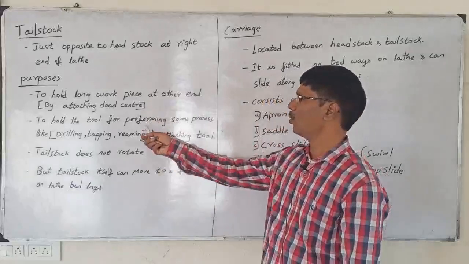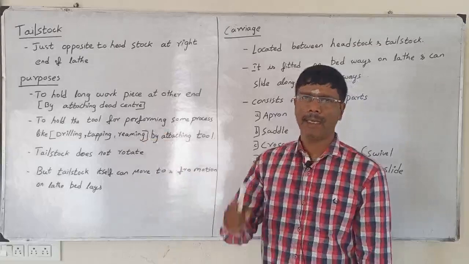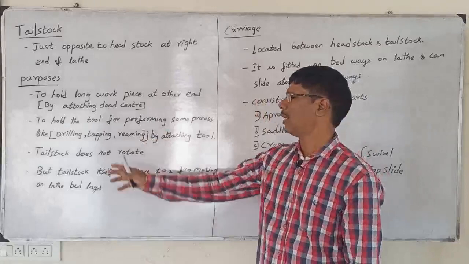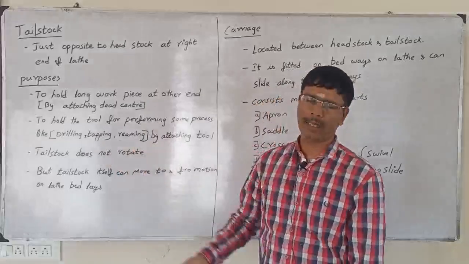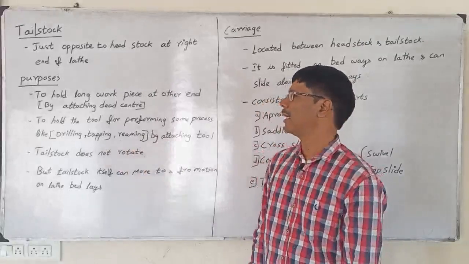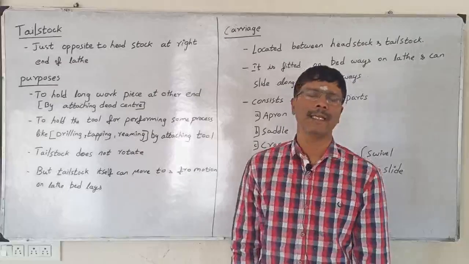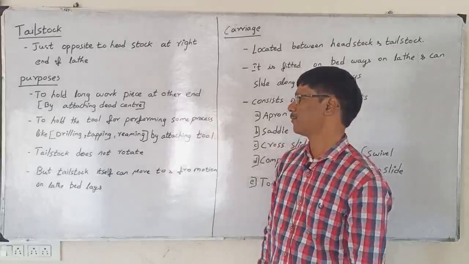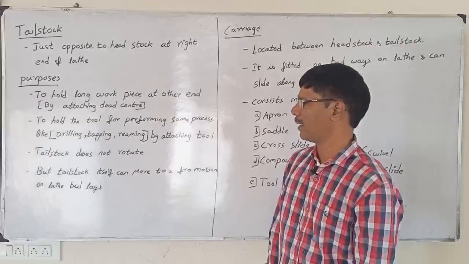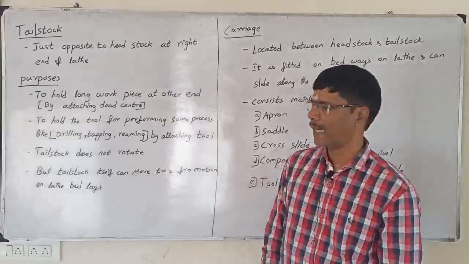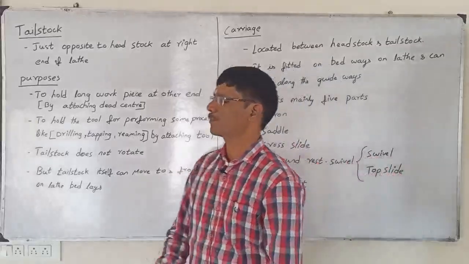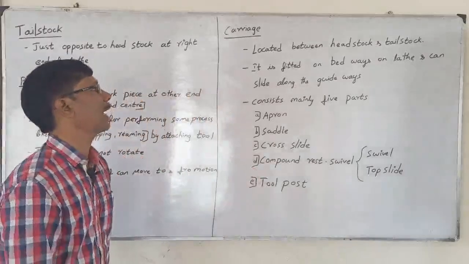It can also hold the tool for performing processes like drilling, tapping, reaming. So for doing these operations, this tailstock can be used. Drilling is the hole making operation. Tapping is the internal thread making operation. Reaming is the hole finishing operation. Here we should remember that tailstock does not rotate, but tailstock itself can move to and fro on the lathe bedways.